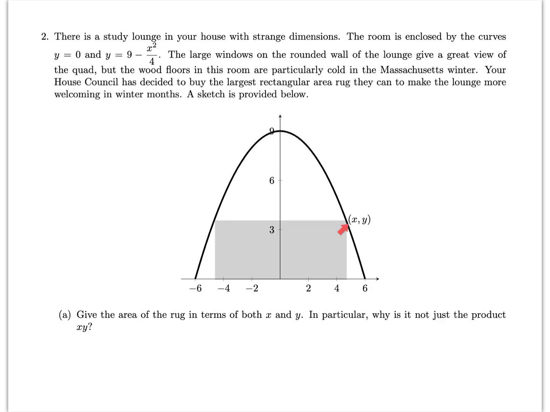So they want to know what x, y would give maximum area. So the area of this rug in terms of both x and y: why is it not just xy? If this point is (x, y), this point is (negative x, y), which means this distance is x and this distance is also x. So that whole distance is 2x. So area is actually 2x times y, or just 2xy.